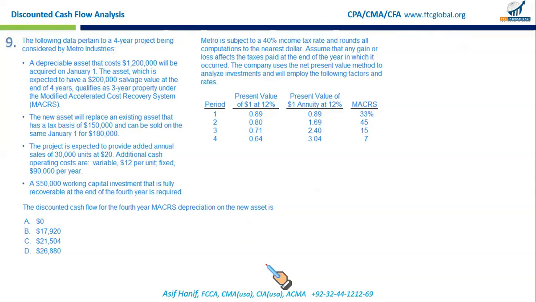So we have a question involving multiple parts. Let's see what it says. We need to find out the discounted cash flow for the 4th year MACRS depreciation. Let's read the question in full. The following data pertains to a 4-year project being considered by Metro Industries.